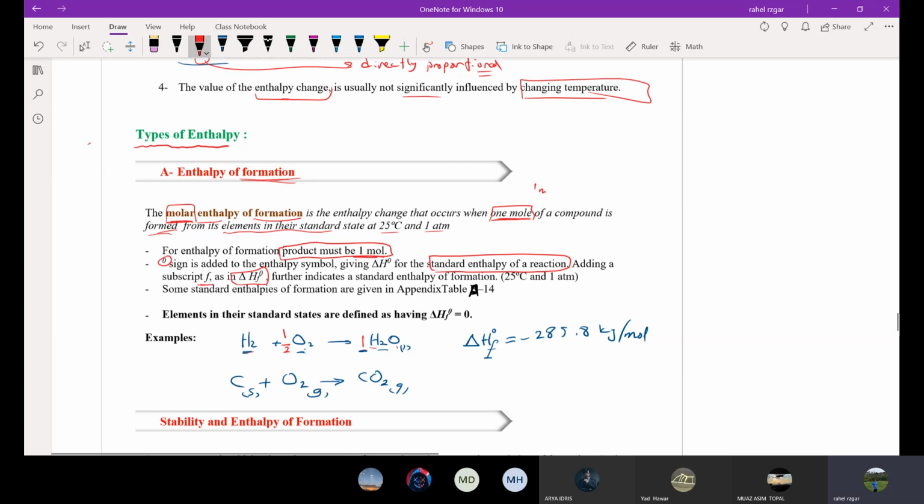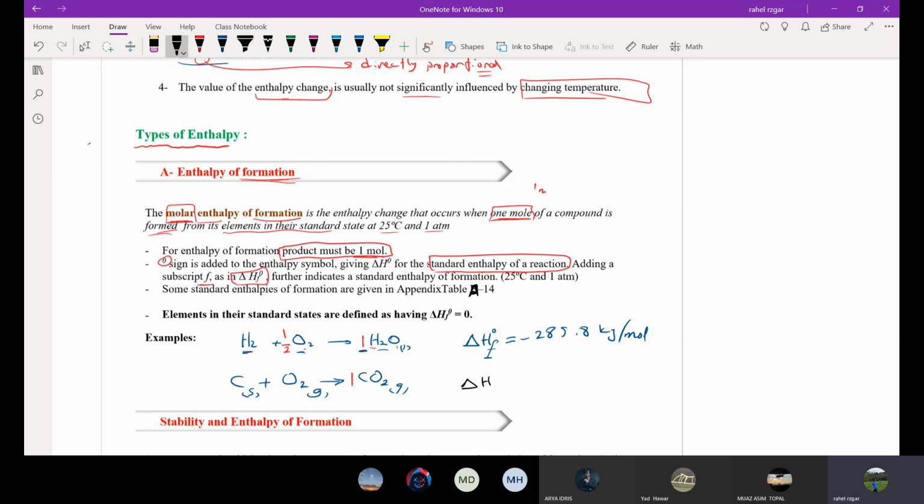All right. We have to keep the product as 1. Yes, it is 1. CO2 formed from what? Carbon and oxygen. Carbon and oxygen. Is it balanced? Yes, it is balanced. So I will write, it has a delta H.